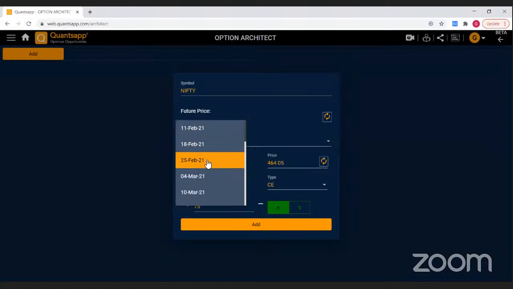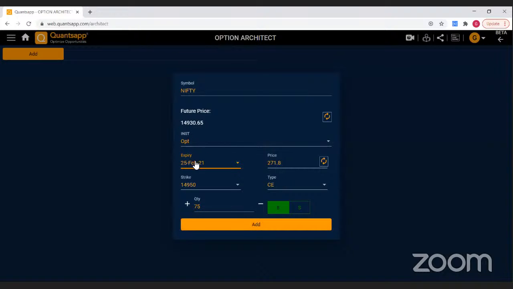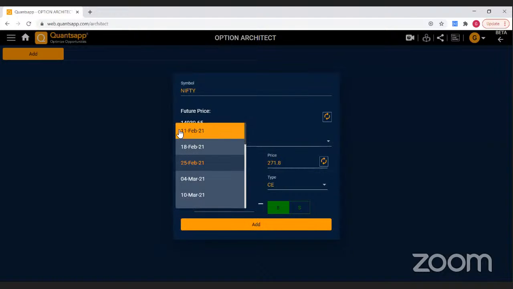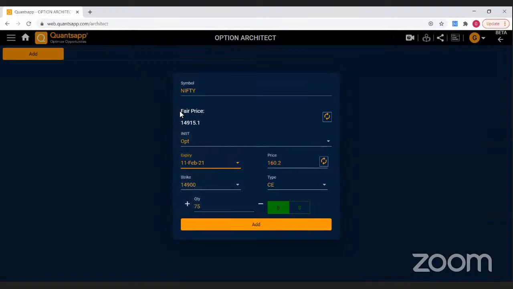Now, the problem comes when we select the weekly expiry. There's no future contract for the weekly expiry. So to take the point and to replicate the futures, we calculate the fair price. So what is fair price? Fair price is a concept where it's calculated by taking your at the money strike.